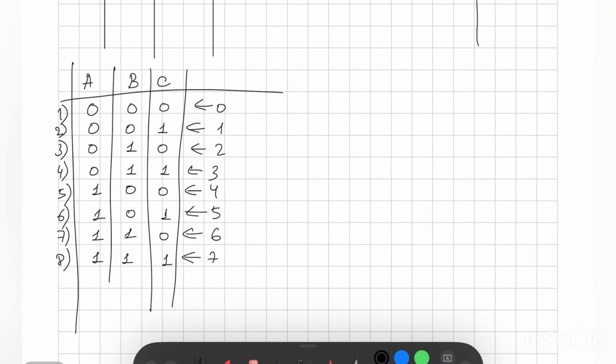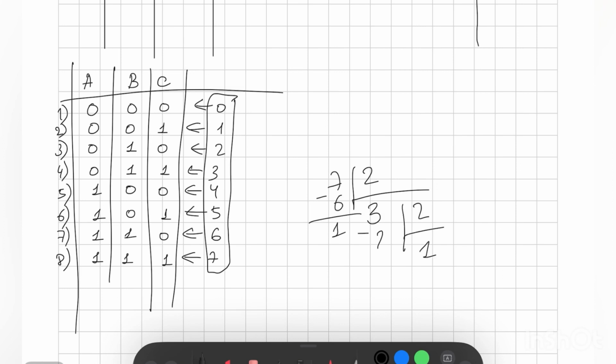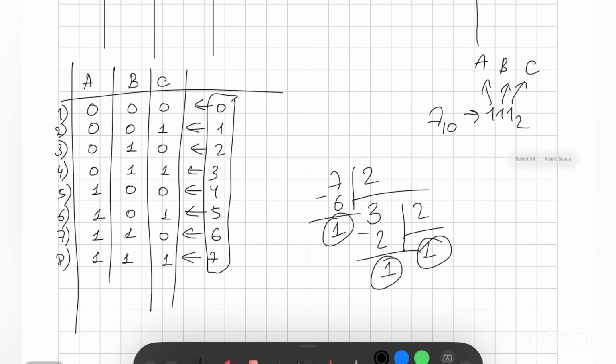If you forget or if you cannot find which variant you forgot, then you can just convert these decimal numbers into binary numbers and split all the digits into different columns. Like 7 divided by 2 will be 3, right? Minus 6 is 1. 3 divided by 2 is 1, 1, so 1, 1, 1. 7 in decimal will be 1, 1, 1 in binary. We just write the first one as A, second one as B, and third one as C.